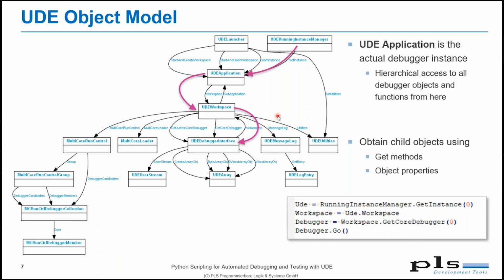You see the 4 lines needed to start an application on one of the cores of a multi-core system, for example. You start with the running instance manager in the first line, access the workspace, which is the debug session, or which has all the knowledge about the debug session. The debugger itself is responsible for controlling one of the cores in your device under test. And of course, you can use this to start the application running on that specific core.